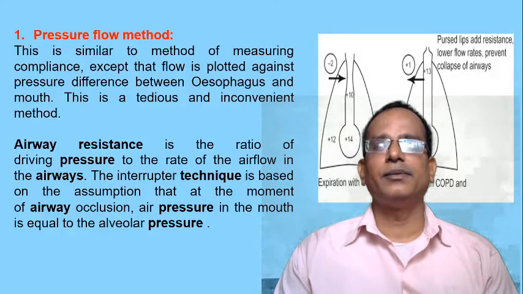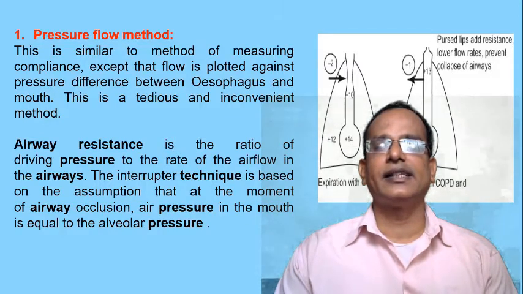The pressure flow method is similar to the method of measuring lung compliance, except the flow is plotted against the pressure difference between the esophagus and the mouth. We are not finding the pressure at the esophagus and mouth, we are finding the pressure only on the alveolar side. This method is tedious and also inconvenient. That's why we have to go for interrupter techniques.